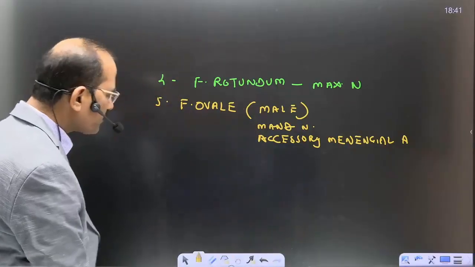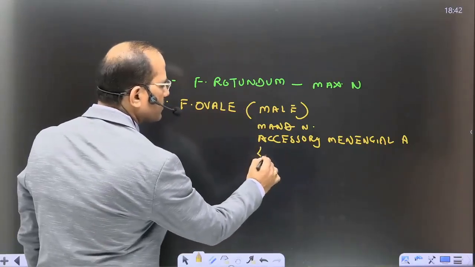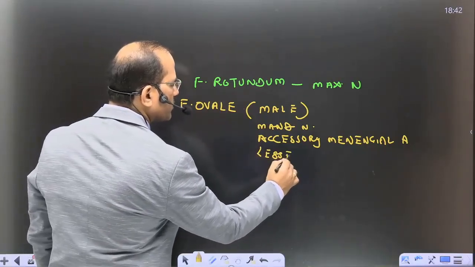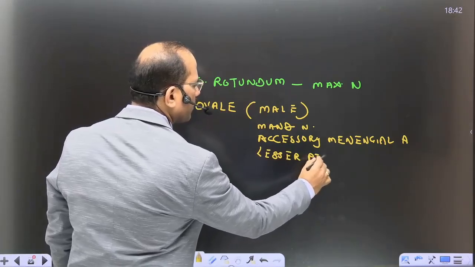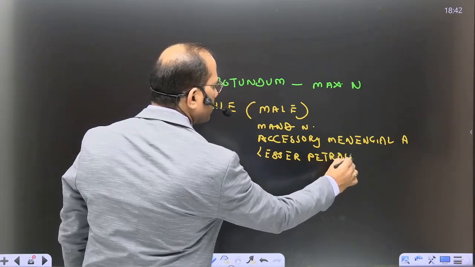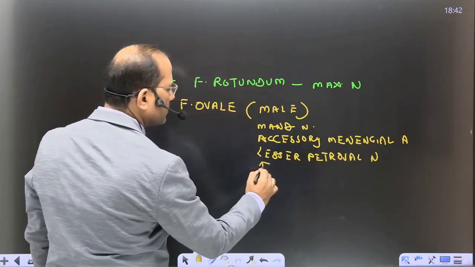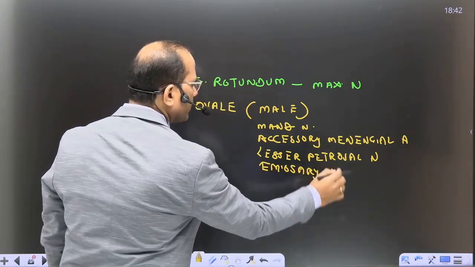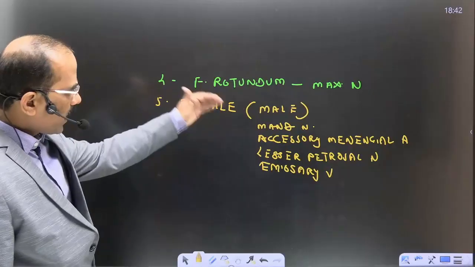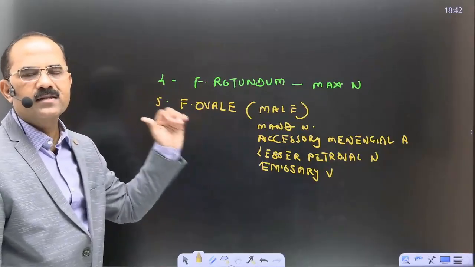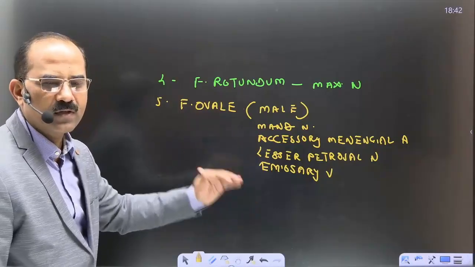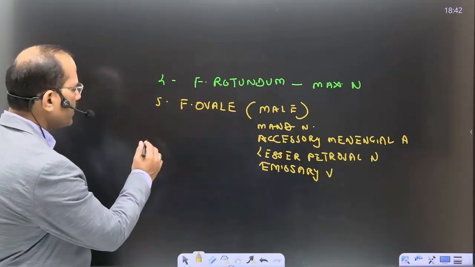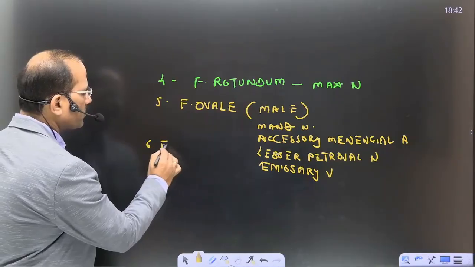Excellent. L. L is the lesser petrosal nerve. And E is emissary vein. So M, mandibular nerve. A, accessory meningeal artery. L is the lesser petrosal nerve. E is the emissary vein. Right? Now coming to the next foramen, foramen spinosum.